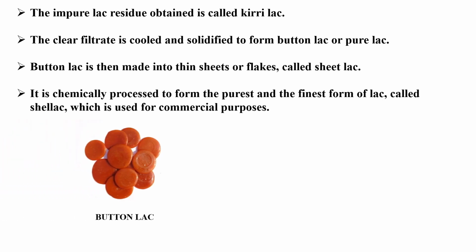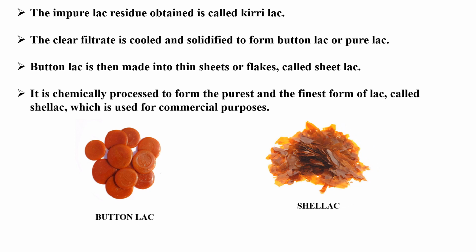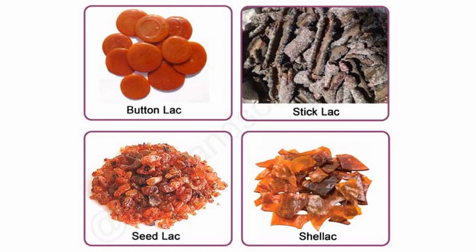The button lac is then made into thin sheets or flakes called sheet lac. It is chemically processed to form the purest and finest form of lac called shell lac, which is used for commercial purposes. These are the four pictures of button lac, stick lac, seed lac, and shell lac.